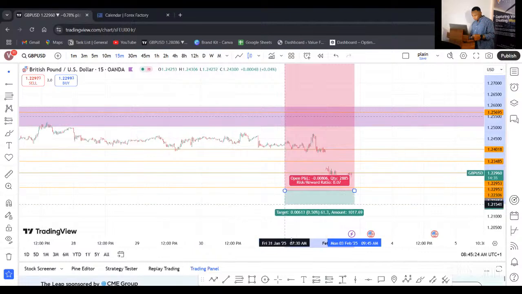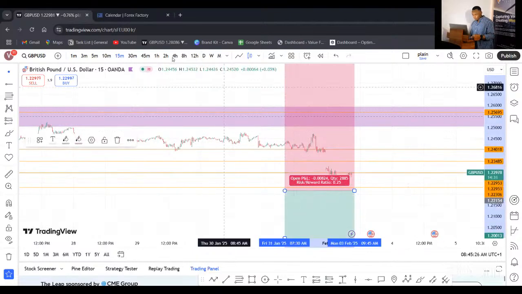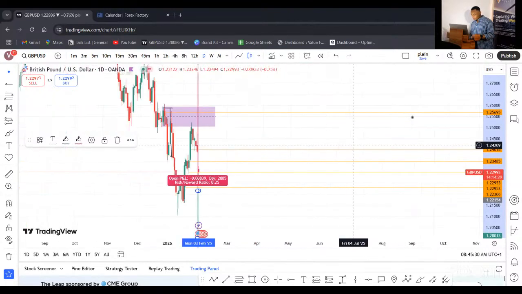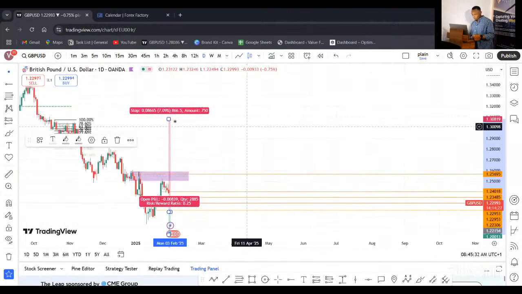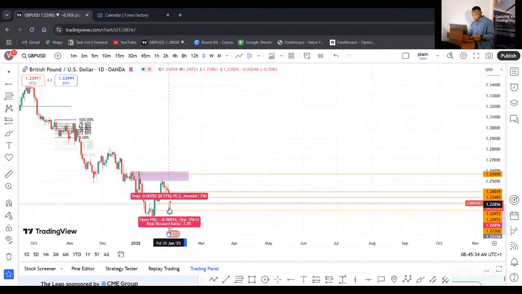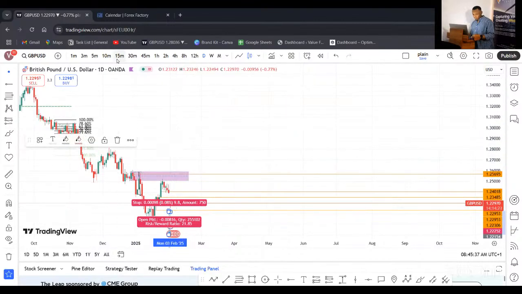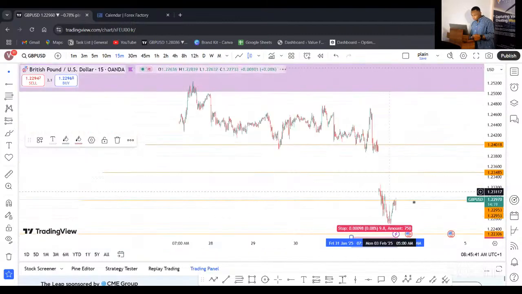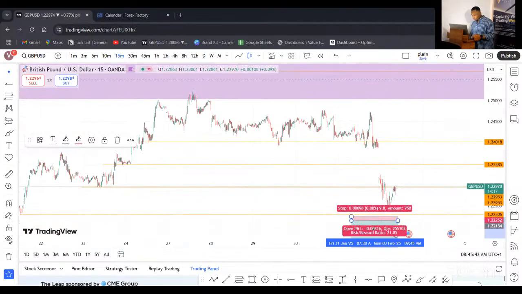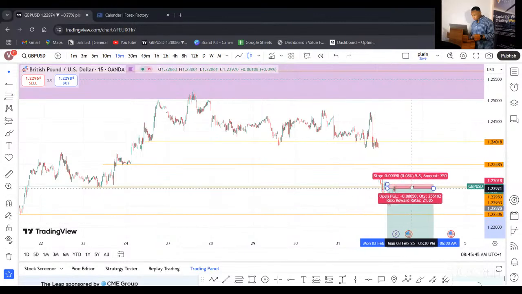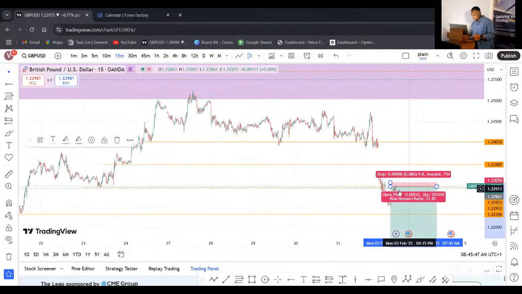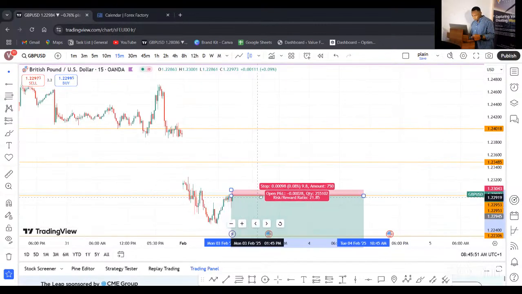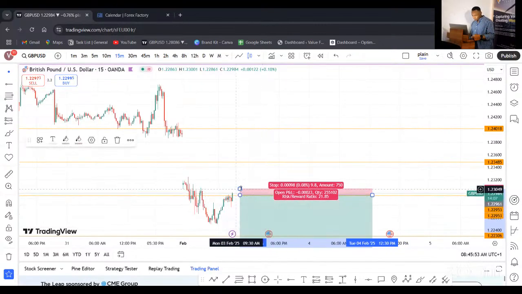I don't know what's wrong with my short tool. It's beginning to mess up, so just give me a moment to fix it. Okay. So I'll just wait for my entry signature.